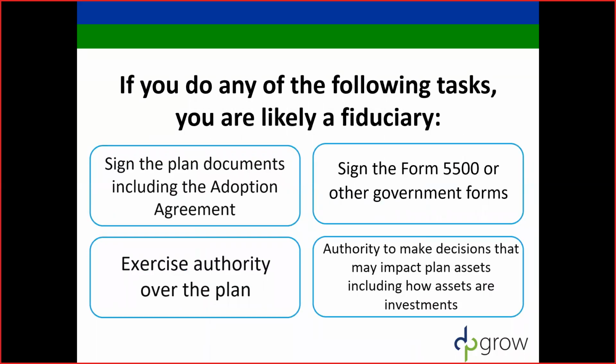If you don't know if you're a fiduciary or not, you're likely a fiduciary if you do some of the following tasks: if you sign plan documents, including the adoption agreement, if you sign the Form 5500 or other government forms, if you exercise authority over the plan, and or authorities to make decisions that impact plan assets, including how plan assets are invested.